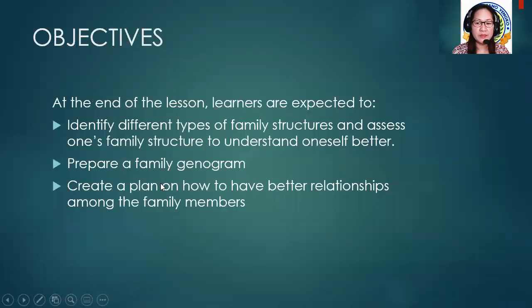So for our objectives, at the end of the lessons, so we have 3 lessons. Now, learners are expected to, number 1, identify different types of family structures and assess one's family structure to understand oneself better. Second, prepare a family genogram. And for the last objective, for you to be able to create a plan on how to have better relationships among the family members. Okay, so let's begin.